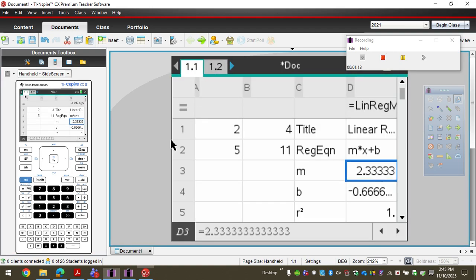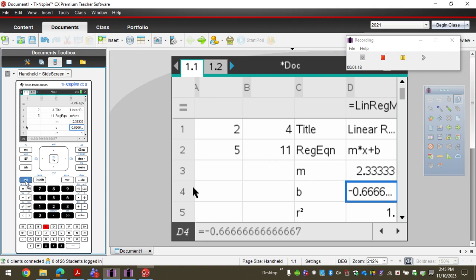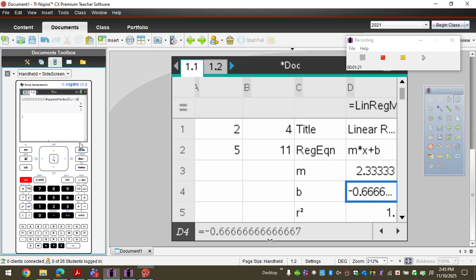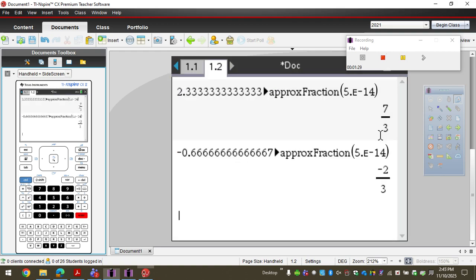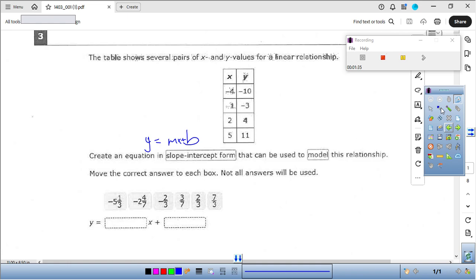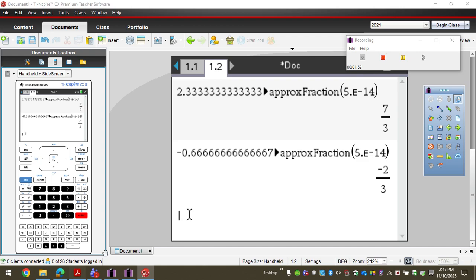I'm going to come back over here, and that's my slope. I want to come here, control C this one. And we already have that document, so just go control right here. Control V to paste, and then menu to 2 again. So I made my slope, and my y-intercept. Slope is 7/3, and then negative 2/3. 7/3 goes here, and negative 2/3 goes here. Let's just get pretty easy. Next question.